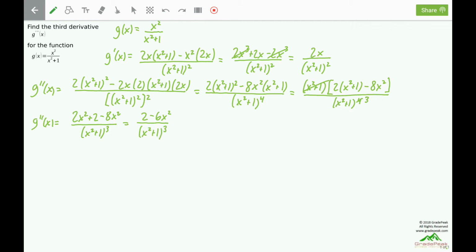Over that denominator cubed. One thing to notice with the denominator is as we take successive derivatives, the original function had x squared plus 1 to the first power. The first derivative had x squared plus 1 to the second power. The second derivative has x squared plus 1 to the third power because we factored an x squared plus 1 and canceled it. Notice that its power continues to raise by 1 each time in the denominator, and that's a pattern to be aware of to make sure you do the correct cancellation. The third derivative, I expect to find the denominator to be x squared plus 1 to the fourth power.